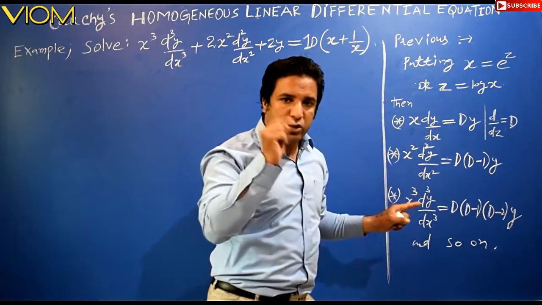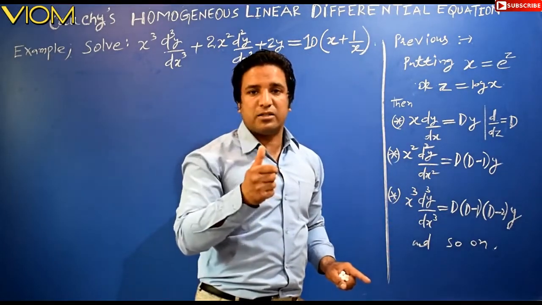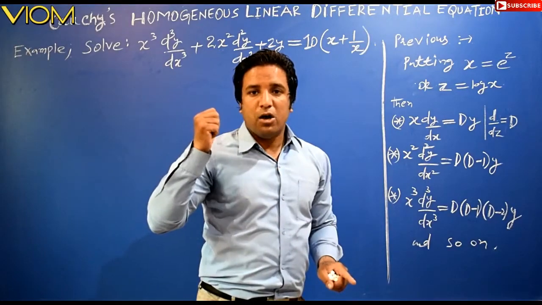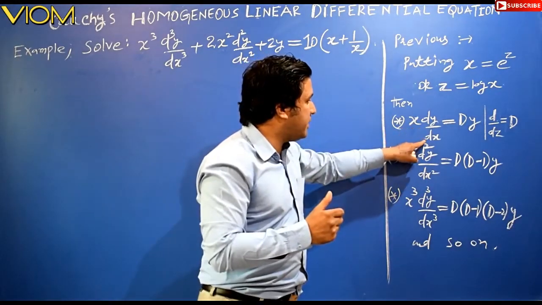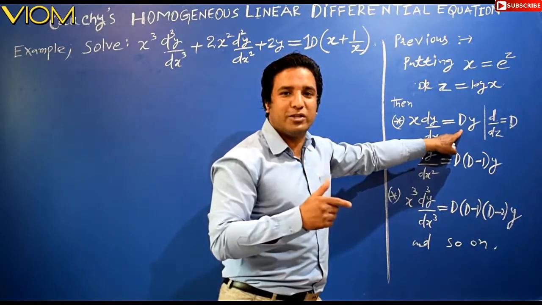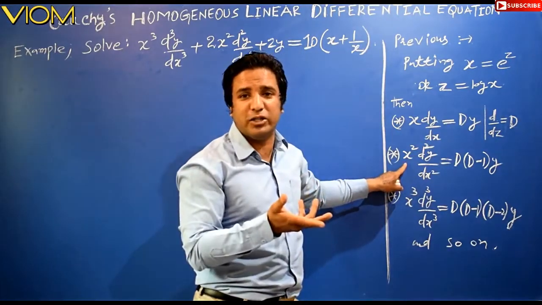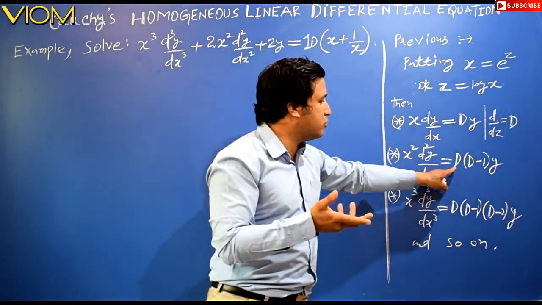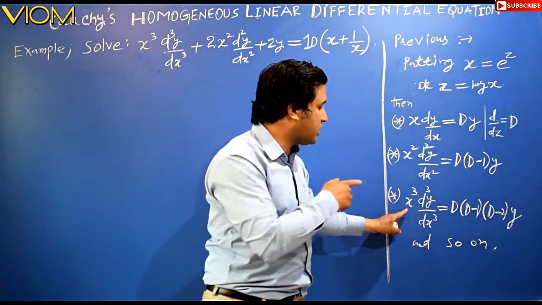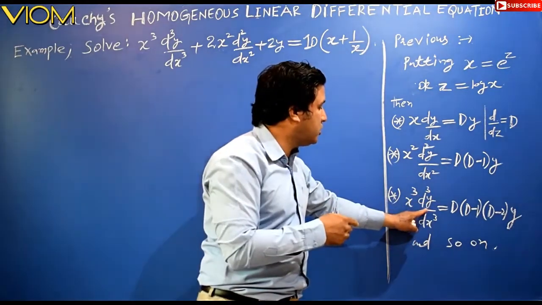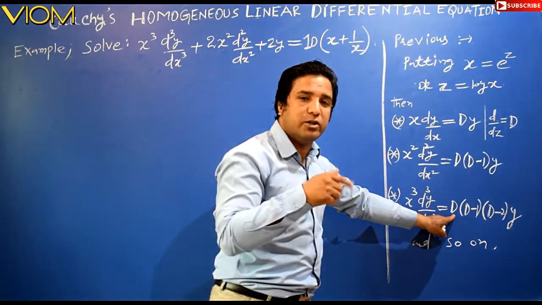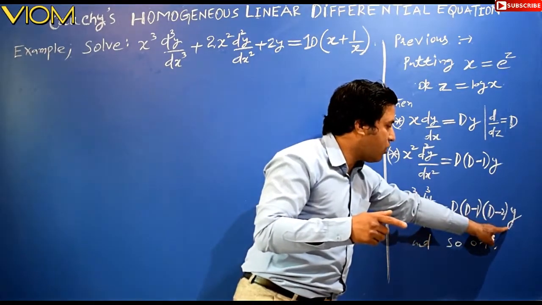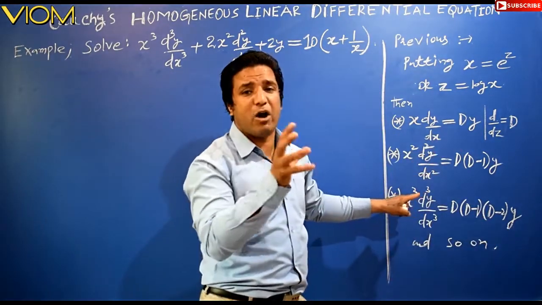In numericals, when you see x dy/dx, you can use Dy. When you see x square d2y/dx square, you can use D(D minus 1) y. For x cube d cube y/dx cube, you can use D(D minus 1)(D minus 2) y. Memorize this idea. Memorize this idea.